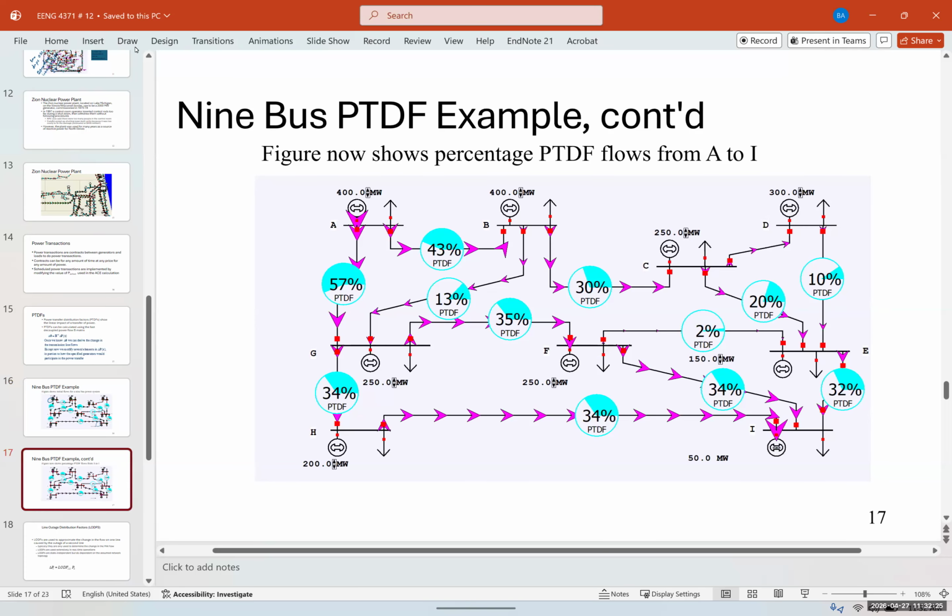Now, you can see that for the PTDF percentage for a transfer from A to I, the transfer does not entirely go through one path. It splits across multiple paths according to their electrical impedances. Lines with high PTDFs are the ones that get congested first and limit how much power can be transferred. This is why market operators track PTDFs constantly. One large transaction can affect dozens of lines spread across a wide geographic area.